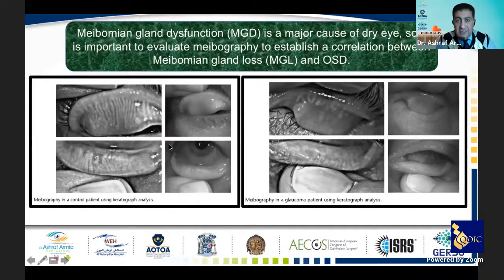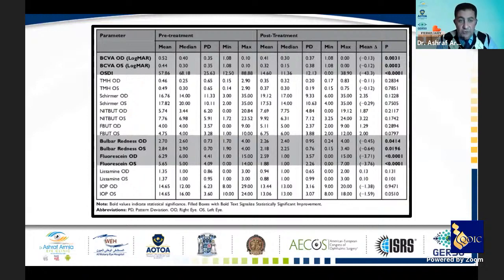Meibomian gland dysfunction is the major cause of dry eye. It's important to evaluate the meibography to establish the correlation between the meibomian gland loss and the OSD. And you see here the full number of meibomian glands, and here is the loss of the meibomian glands in cases of chronic glaucoma patients. And also in this table, you can see the difference between pre-treatment and post-treatment in the best corrected visual acuity in the right and left eyes. And you see how it is more improved post-treatment, and also the bulbar redness and the fluorescein are improved more, and in the post-treatment is totally improved.